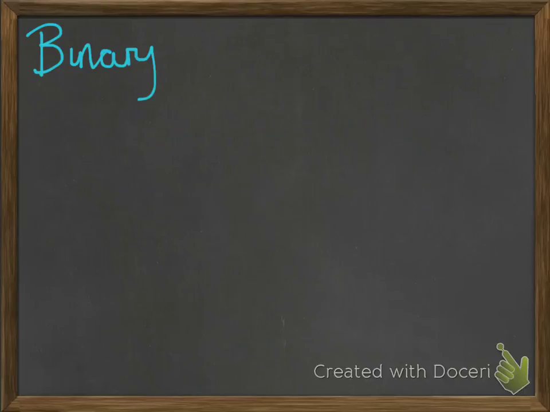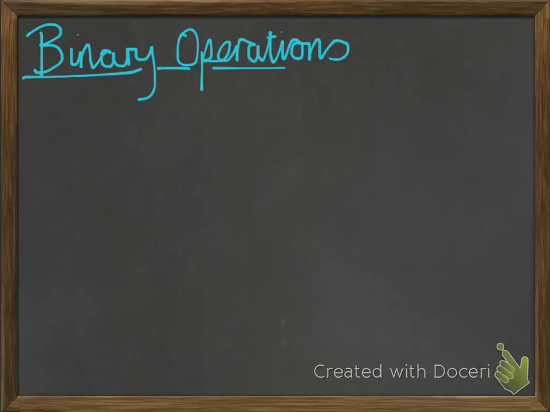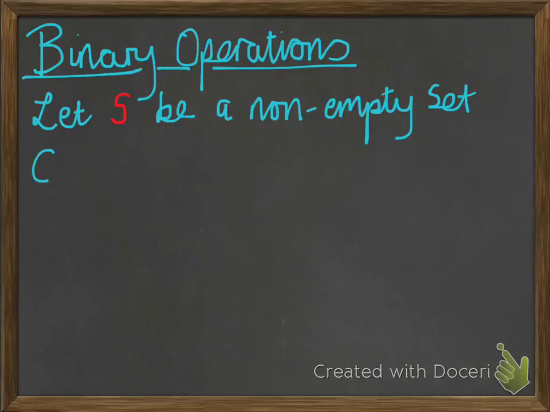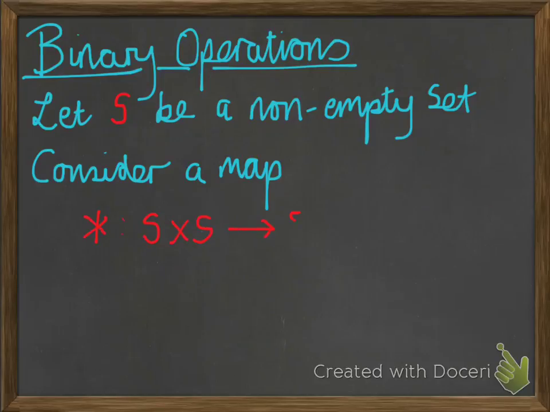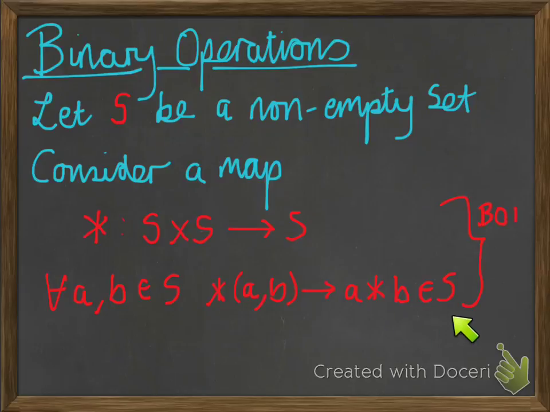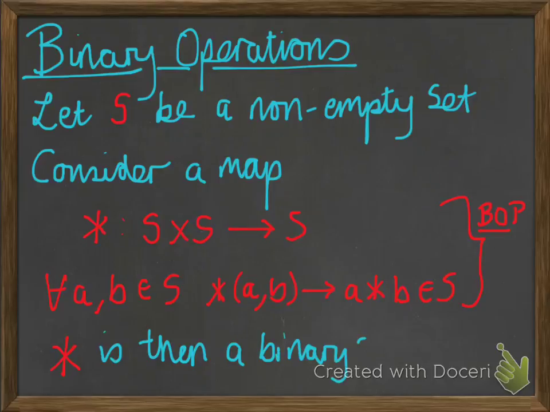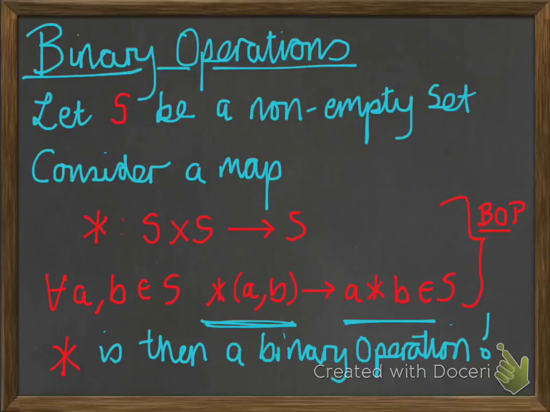But moving on, I think the first thing we'll consider when learning about group theory is a binary operation. So let S be a non-empty set. And we'll consider a map star mapping from the Cartesian product S cross S to S. And we're going to assume that for all a and b in S, star maps a and b to an element a star b, which is in S. And this condition here is critical for star to be a binary operation. If these two conditions hold, then star is a binary operation. And this axiom here is commonly referred to as BOP.